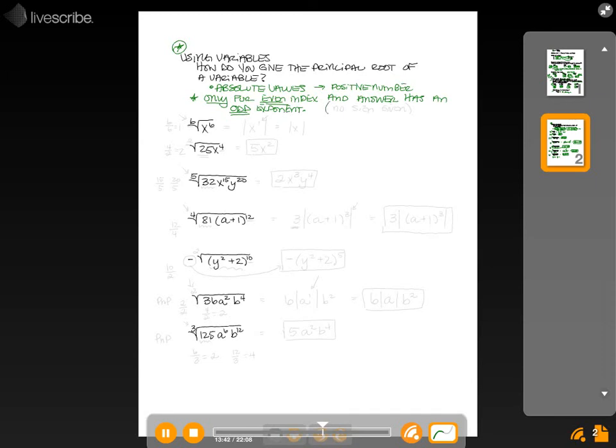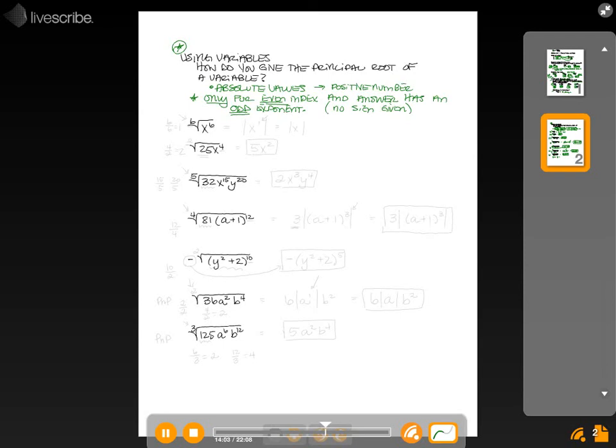Now, you also need to consider if there's no sign given. Now, if there's a sign given, you don't need to worry about this. It's going to tell you whether it needs to be positive or negative. Okay? It's if there's no sign given, even index, odd exponent on the answer. Let's look at some examples here. We have 7 of them.